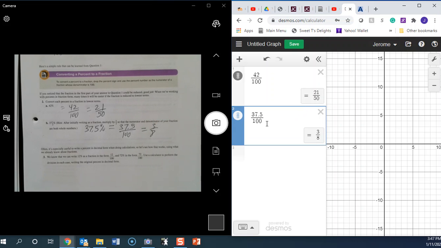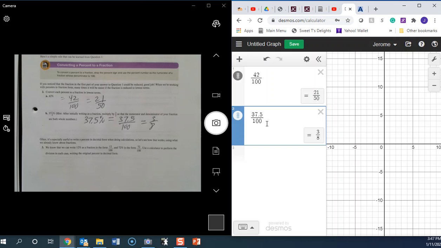Now, when you are taking your exam, you can use Desmos as well. So just to let you know that you can have access to this.